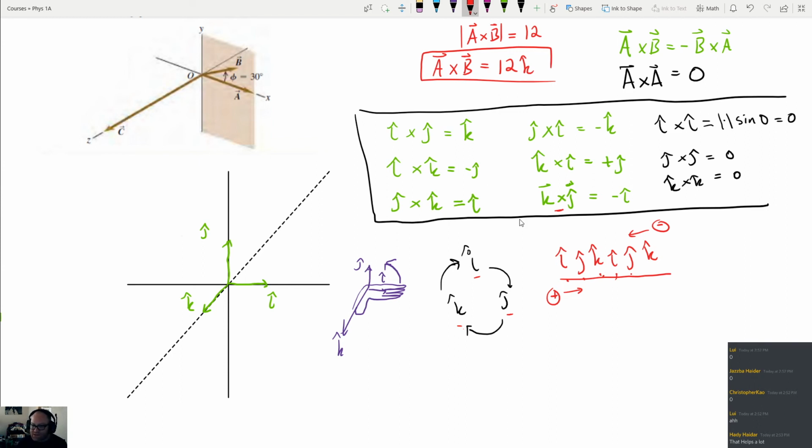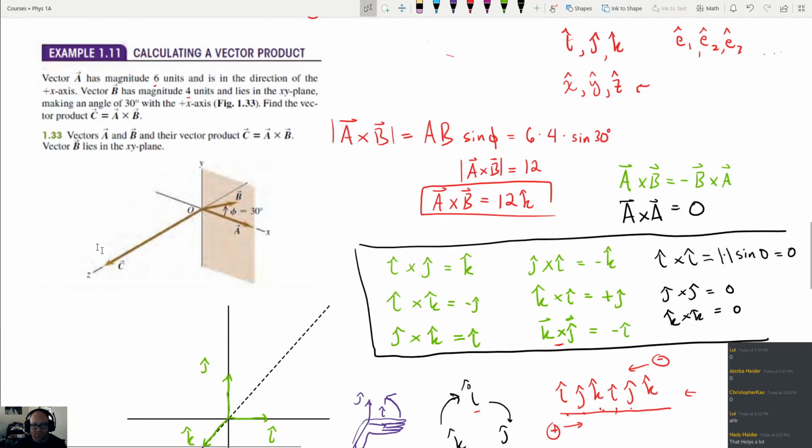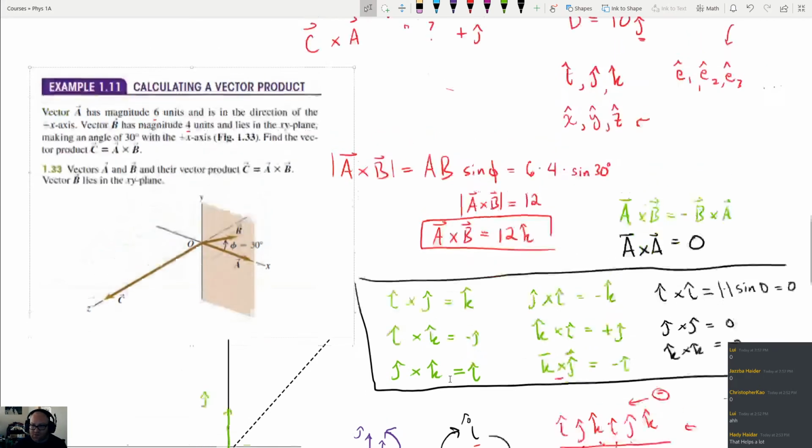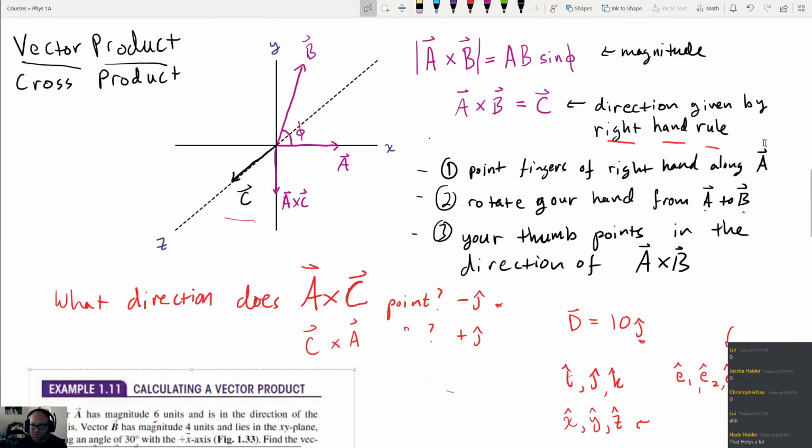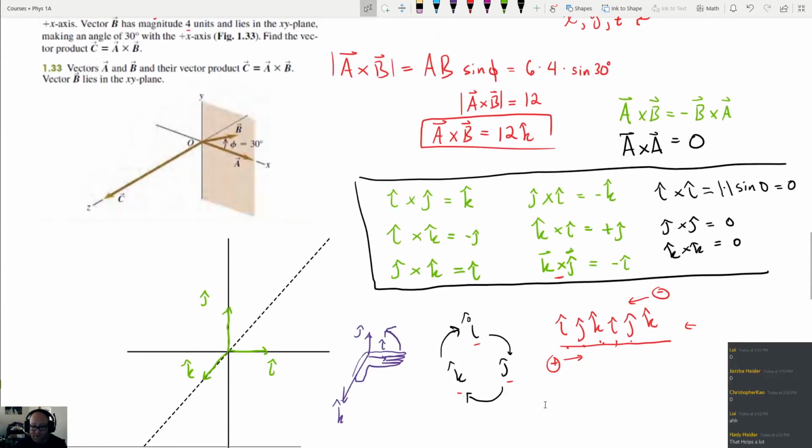But I want to emphasize, you don't always have these. Most of the vectors you're going to have in physics are not going to be written like this. Most of the vectors in physics are going to be written like this problem. So that's why you have to learn the right-hand rule. There's really no other choice. I mean, you can find some other way to do it if you want to. That's just the way we've been doing it for a long time, and I think it's a pretty good method.